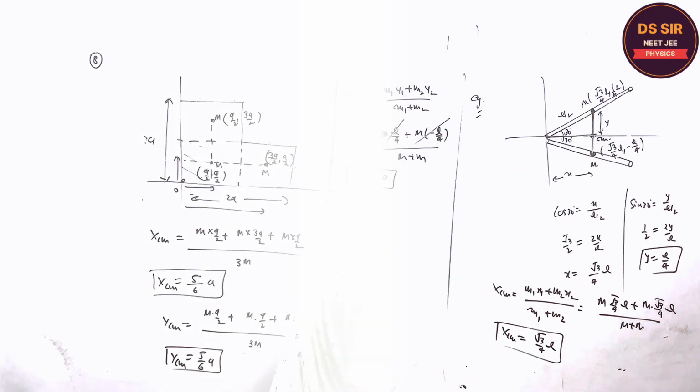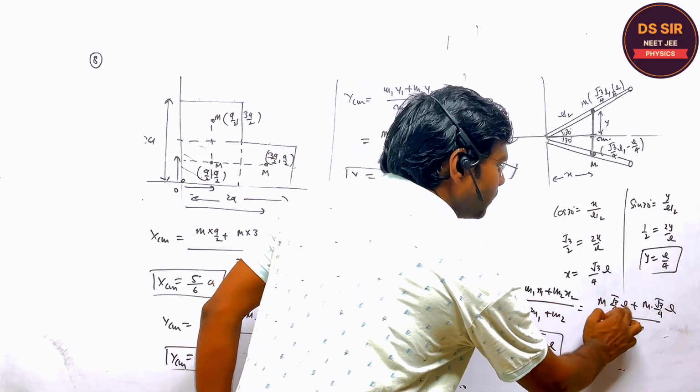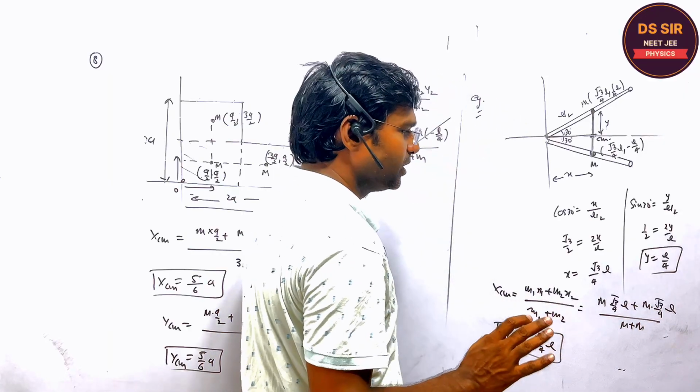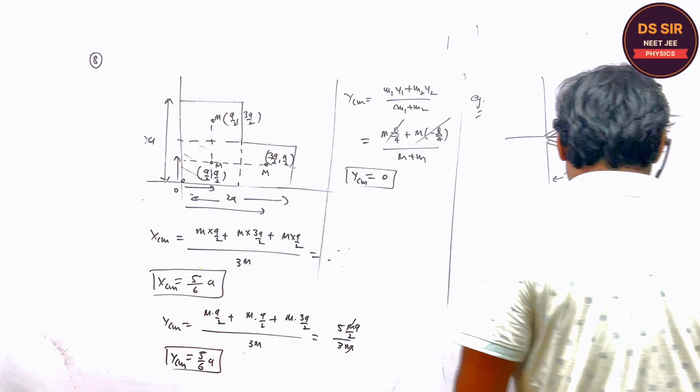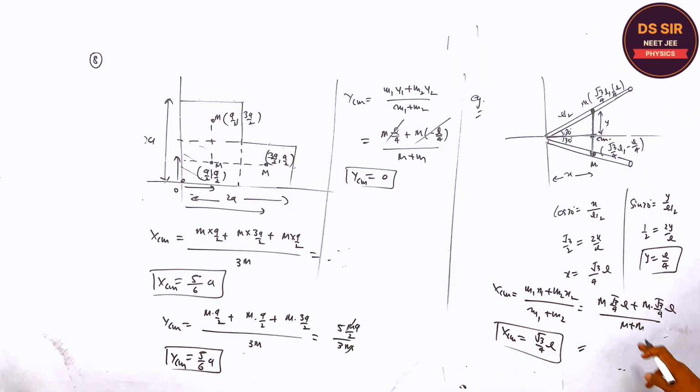Copy this. Yes. m1 x1 plus m2 x2 divided by this, are you getting or not? So please calculate this correctly. In the denominator, it is 2m. In the numerator, it is 2m into root 3 by 4 into L. 2m will cancel out, so root 3 by 4 L. Is it clear or not?